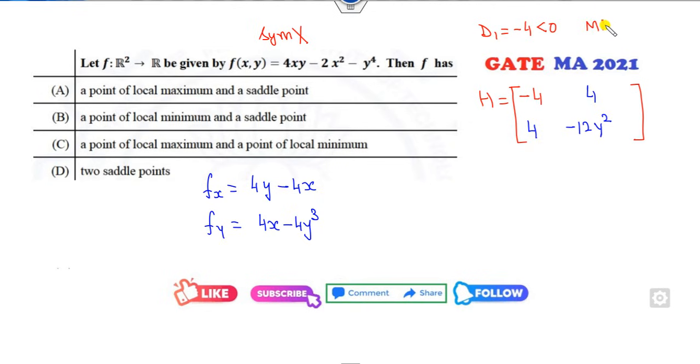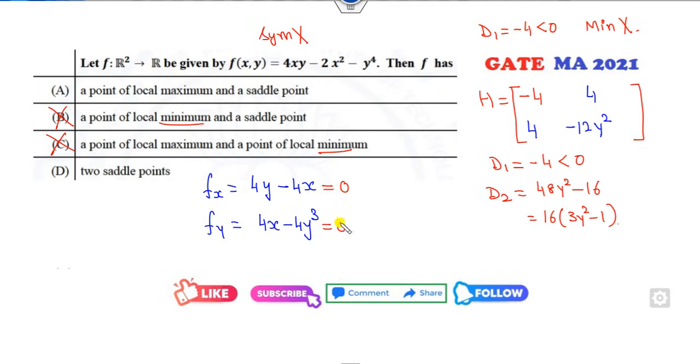So can it be the minimum? It can never be the minimum. Minimum cancel out. Now, so D1 will be minus 4. What is my D2? It's 48y square minus 16. That means 16 times of this. Fine. So how can I find?